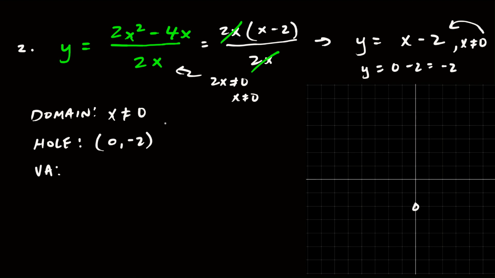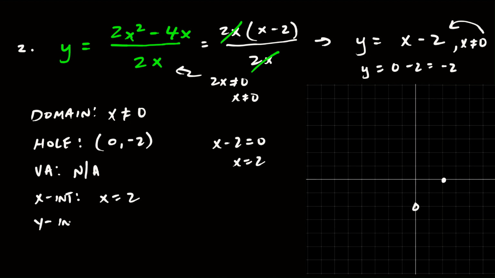Vertical asymptote, there are no more zeros of the denominator, so there are none. So we can put NA or we can put none. The x-intercept is the 0 of the numerator, or we just have y equals x minus 2. We can say x minus 2 equals 0, so x will equal 2 is our x-intercept. We will notice something else interesting. The y-intercept, again, we're not going to get fooled and just say x minus 2 and we're going to have negative 2 because we notice there's a hole. So let's circle back to that and just say there is none.